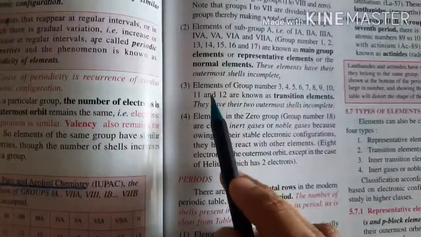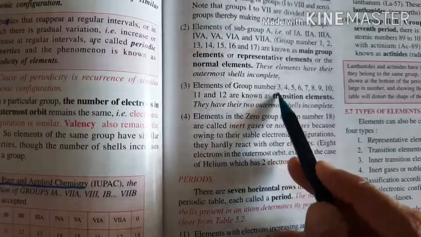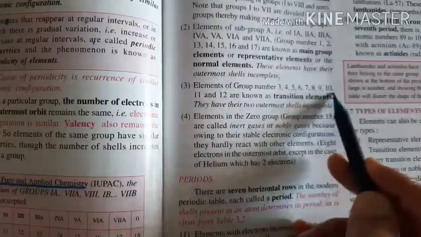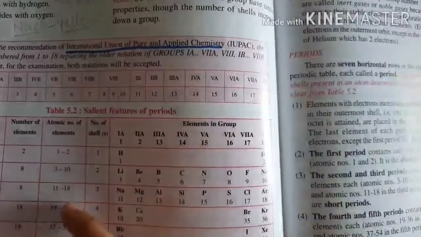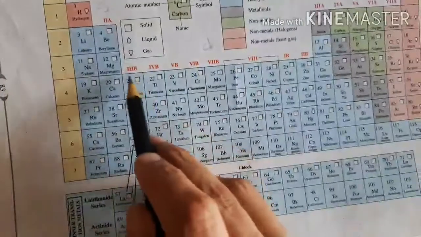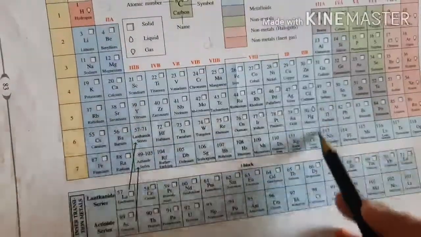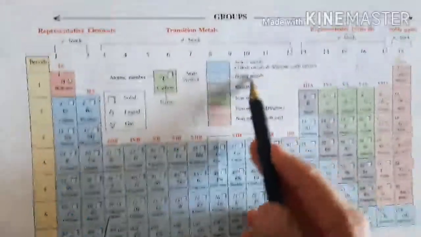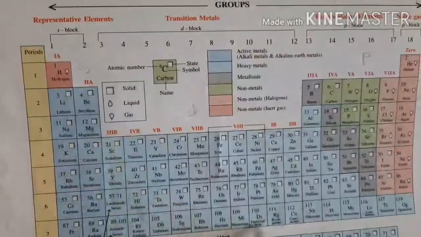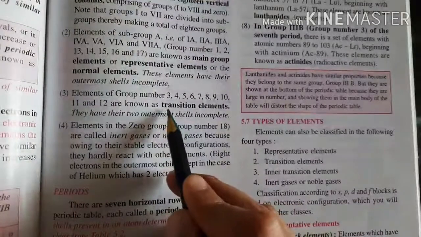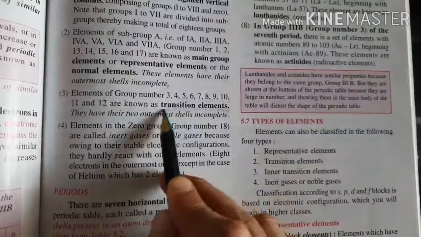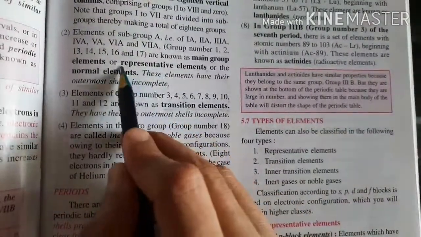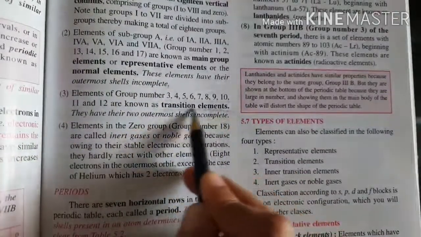Okay, now the third one, the elements of groups 3 to 12, which are given in your periodic table. This middle block, which is groups 3 to 12, these elements are known as transition elements. What is the name of the transition elements? These are the representative elements. This is called the transition elements.